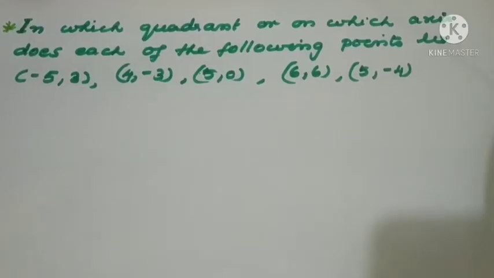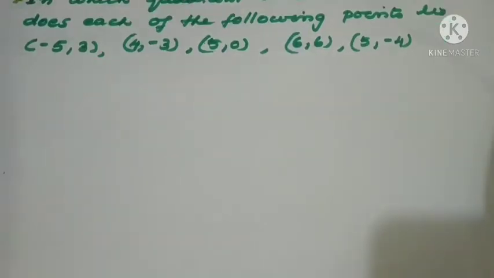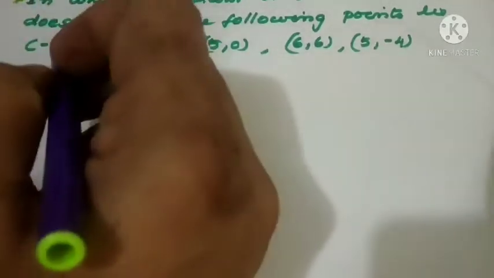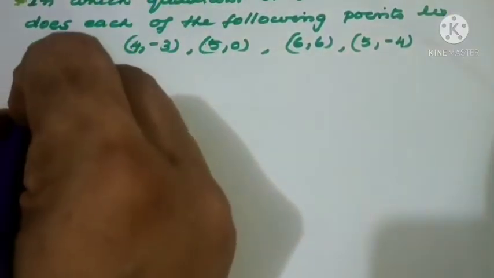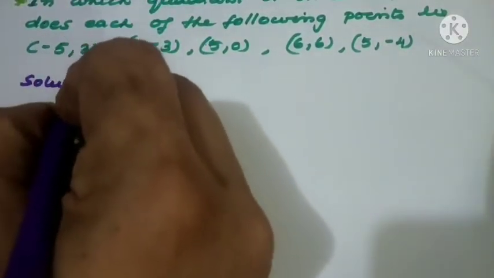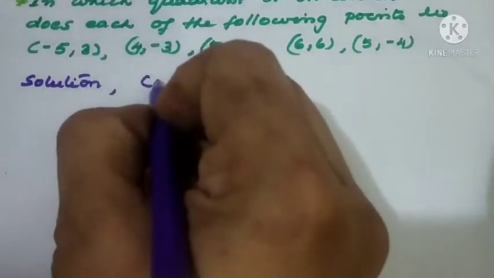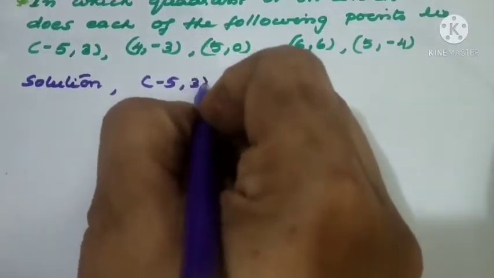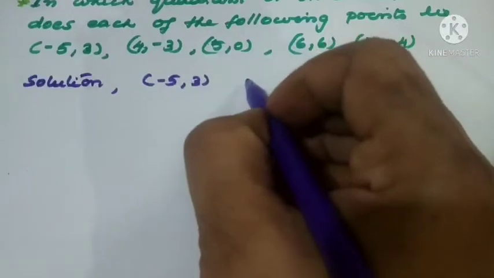Good morning, children. In which quadrant or on which axis does each of the following points lie? (-5, 3), (4, -3), (5, 0), (6, 6), and (5, -4). Solution. The first point is (-5, 3). (-5, 3) lies in the second quadrant.